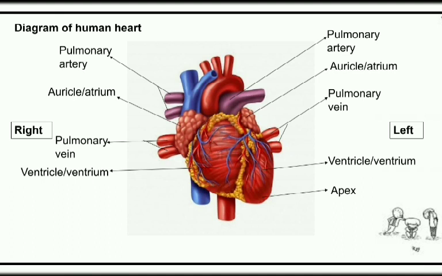There are many more labelings. This is called the aorta. The aorta helps to transfer oxygenated blood to the different parts of the body, which we will discuss later.